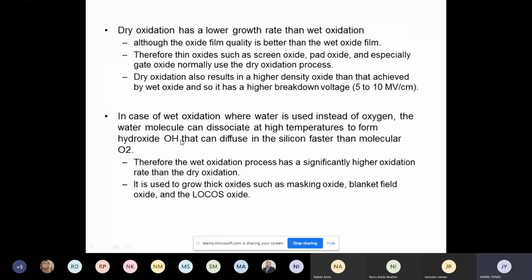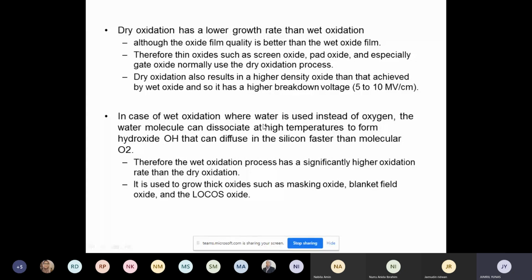Dry oxidation has a lower growth rate than wet oxidation, although the oxide film quality is better than the wet oxide film. Therefore, thin oxides such as screen oxide, pad oxide, and especially gate oxide normally use the dry oxidation process. Dry oxidation also results in a higher density oxide than that achieved by wet oxidation, so it has a higher breakdown voltage for diode applications.